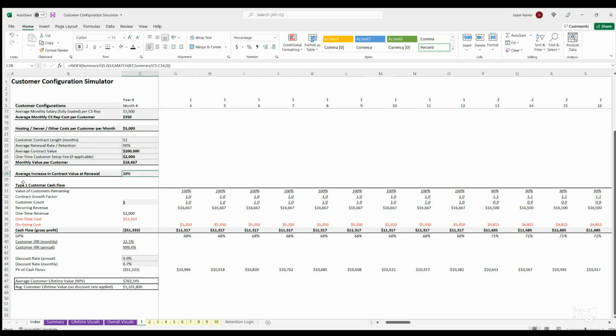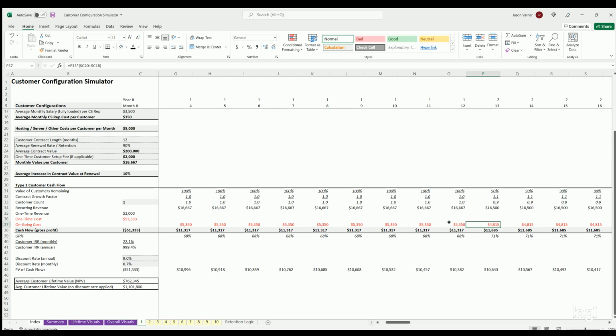And then here's essentially the cash flow of the customer. You have the growth factor, which is taking this annual average increase at renewal. You've also got the customer count, which is going to be a factor of the customers remaining against the retention rate. And to get that, you see we simply multiply the monthly value per customer times the growth factor, times the customer count. So over time you're losing customers, but you might be increasing the value of the contract of those that stay. So that logic is right there.